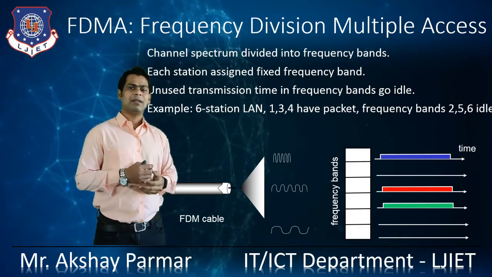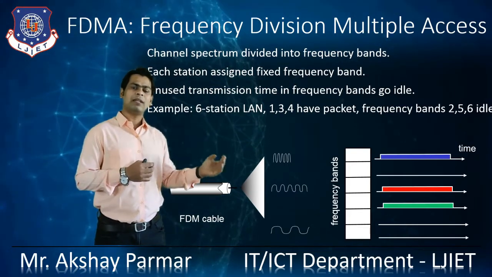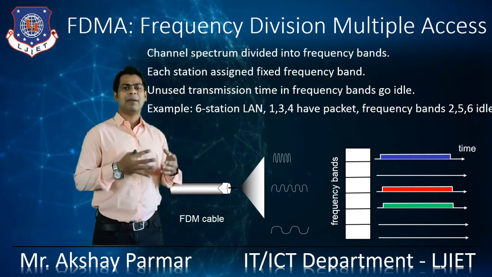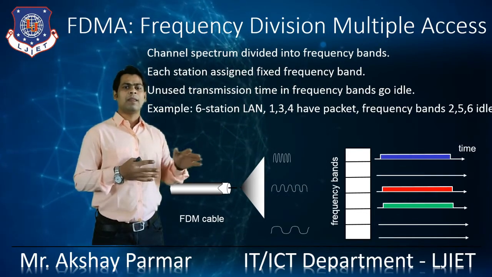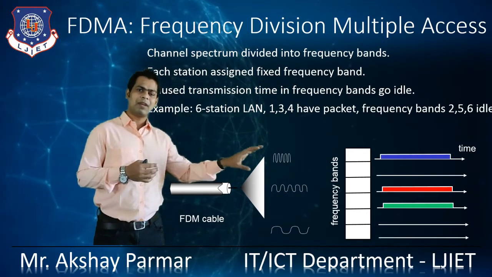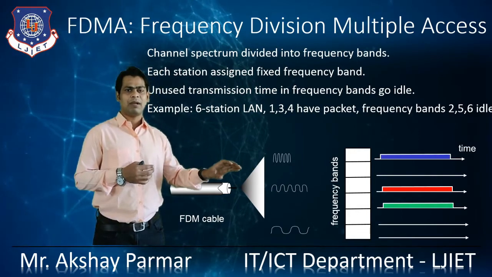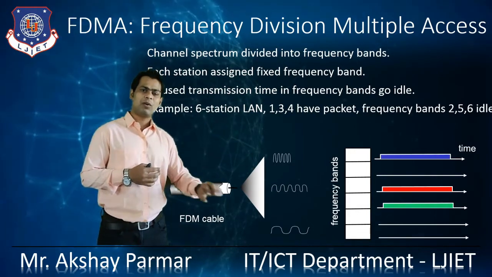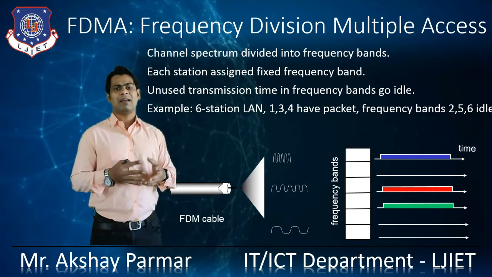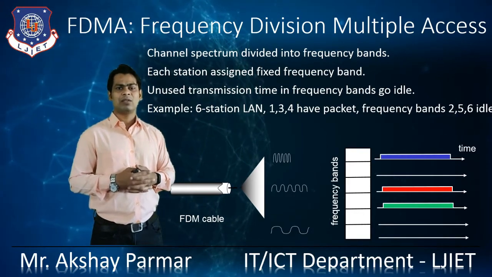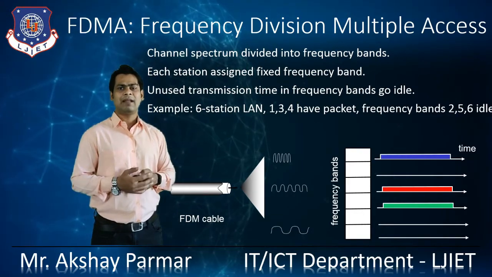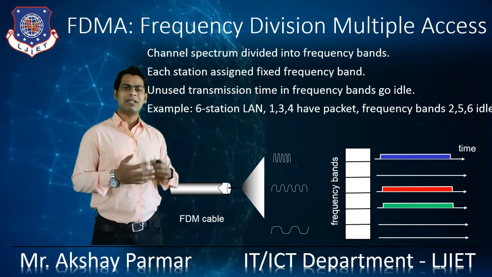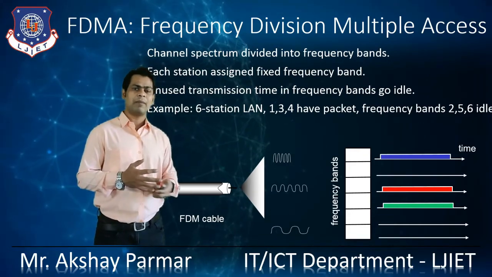In our example, nodes 1, 3 and 4 have packets to send, so they are occupying the frequency ranges assigned to them. After that, frequency bands 2, 5 and 6 do not have any data to send, so they go idle, right? So that's how the frequency division multiple access is working.